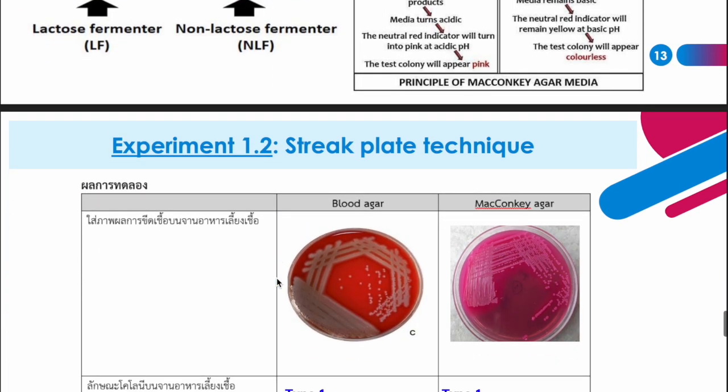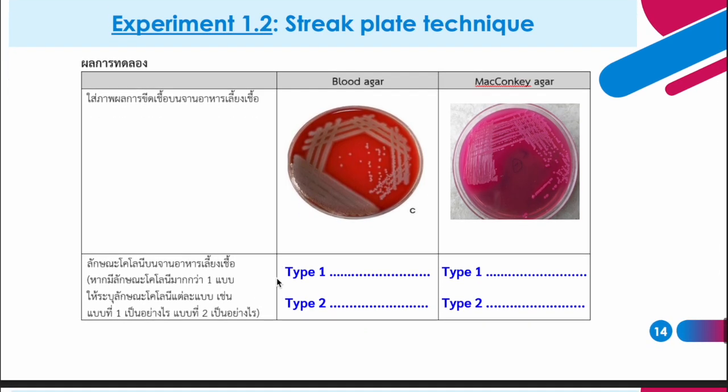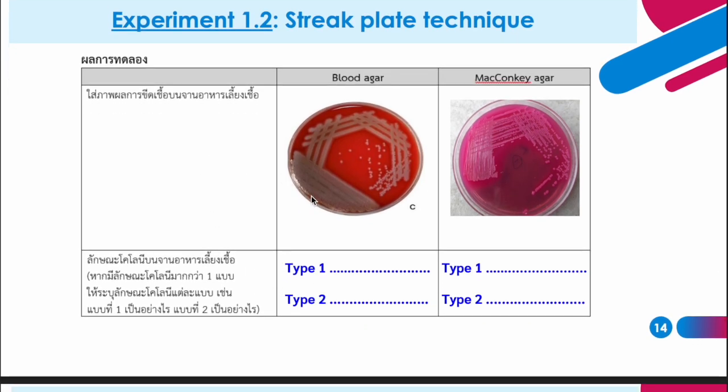Okay, how to report it? You have to take the picture of the plates, which are the blood agar plate and the MacConkey agar plate, to show the bacteria that grow in the agar, and also report the colonies of bacteria on the blood agar, which may be 1 type or 2 types.